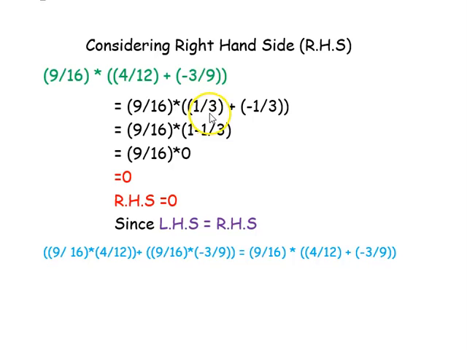So the denominator 3 is common. You are taking and writing it out separately. You are adding the numerator, that is 1 plus minus 1 is minus 1. So 1 minus 1 is 0. So 0 times 9 by 16 is 0. So your right hand side is also 0. So your left hand side is equal to your right hand side. So we have verified the distributive property for the given question.